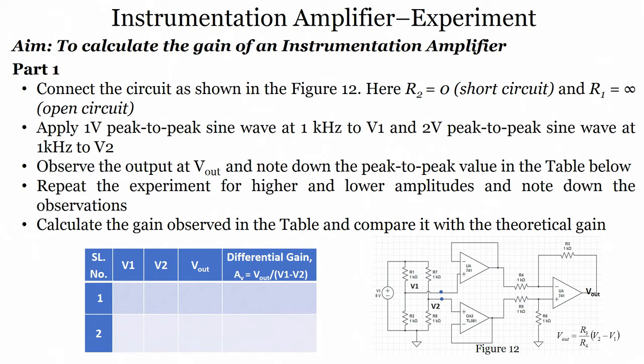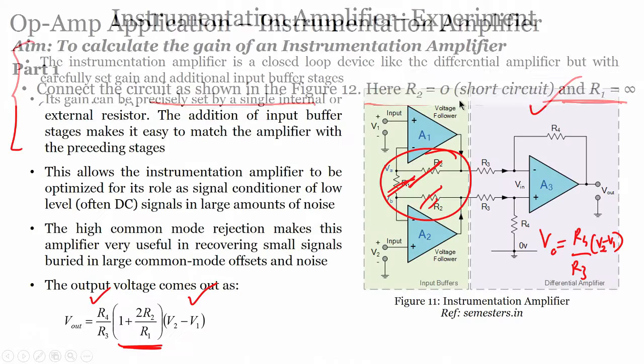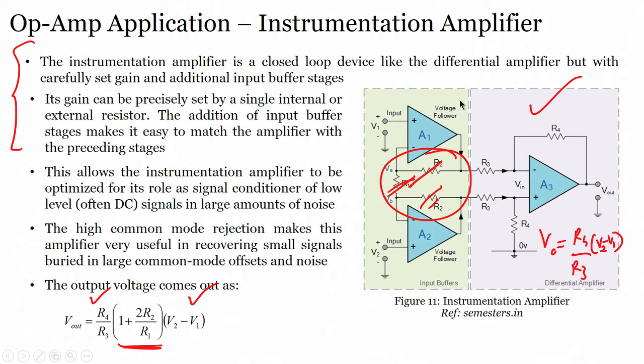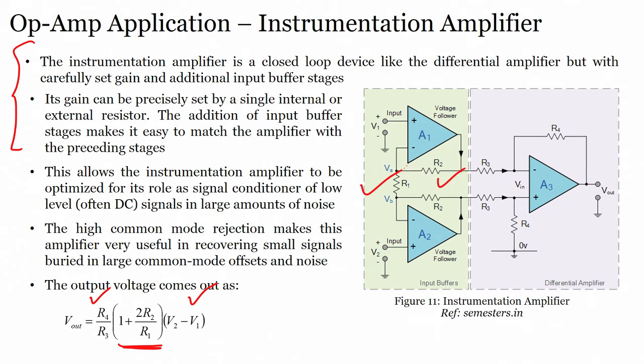So, what is the circuit here? You see, connect the circuit as shown in figure. When we have completed the experiment, let us clearly see what we have done. Here R2 is short circuit, R1 is infinite or open circuit, right. This we have considered. Why? Because if you see the earlier part here, here we have R2 and we have R1, and this R2 and R1 was having an effect on the overall voltage V out, correct.